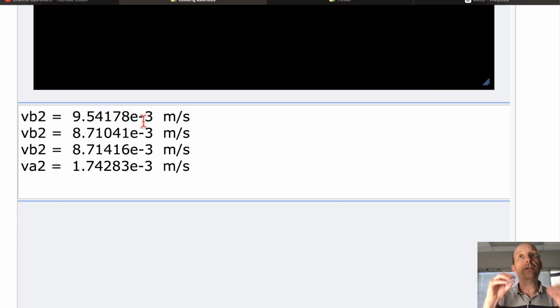The first one is my calculation assuming mass A is stationary. The second one's assuming it moves. The third one is the velocity of B using a numerical calculation. And you see they're pretty much the same. Then there's the velocity of A, that's the magnitude. So it's moving too, not as fast, but it is moving.